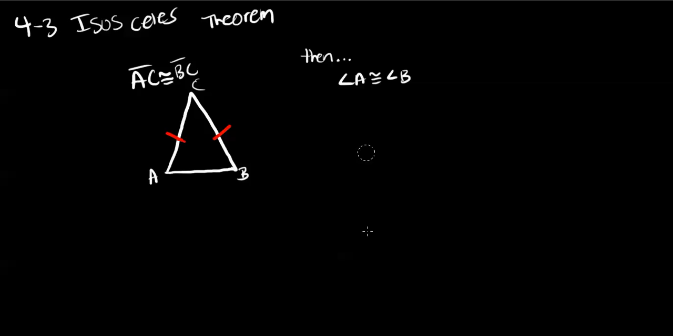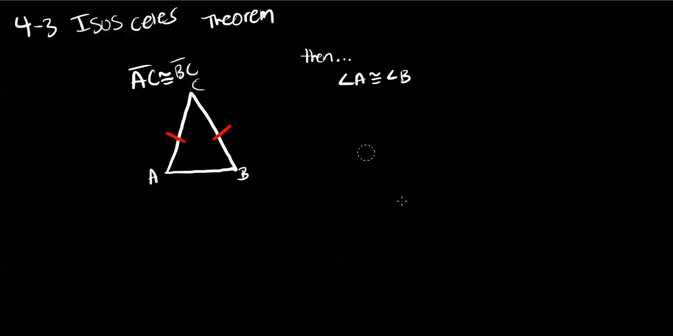In this section, we're going to be looking at isosceles and equilateral triangles. So to start off with, we're going to look at theorem 4.3, which is the isosceles triangle theorem. This theorem states if two sides of a triangle are congruent, then the angles opposite those sides are congruent.